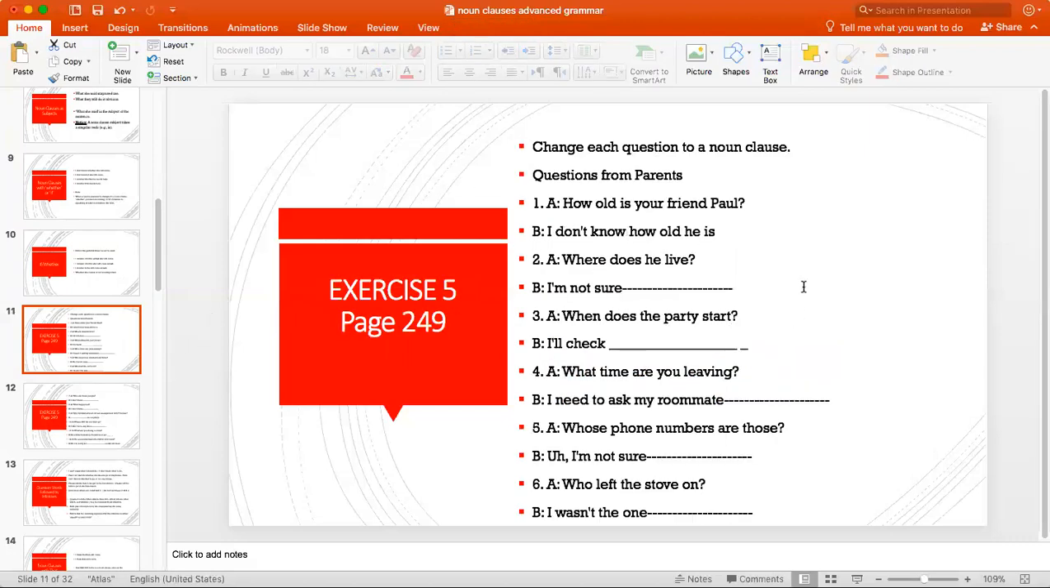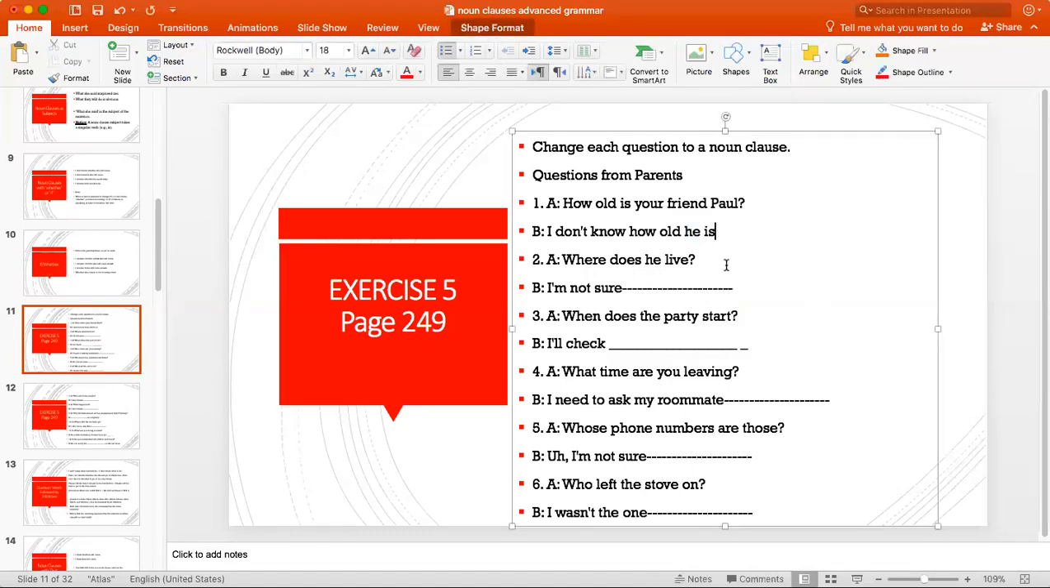Now we have an exercise here. Change each question to a noun clause. Number one, how old is your friend Paul? I don't know how old he is. See, you don't say I don't know how is old he or how old is he. Sorry, how old he is. This is like any ordinary sentence where the subject comes before the verb.